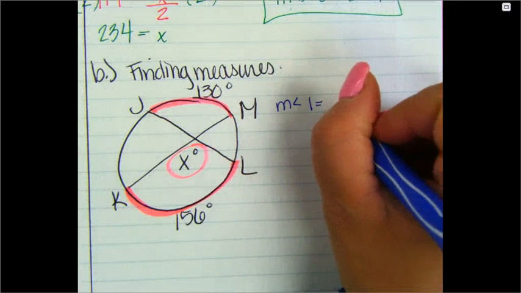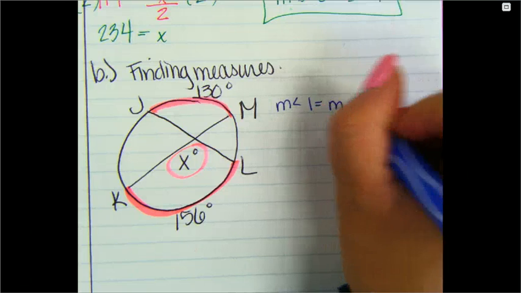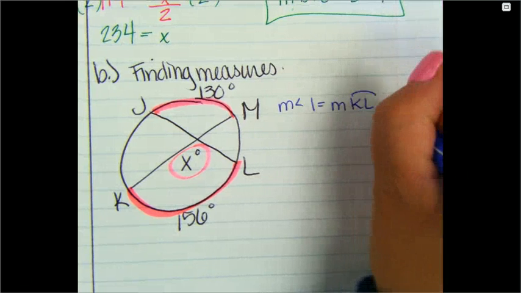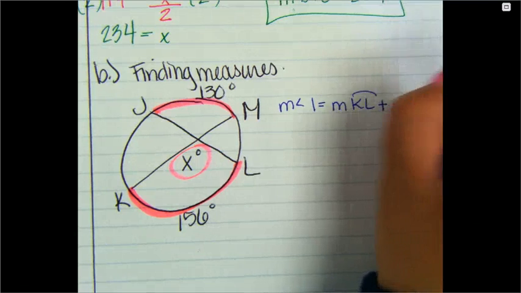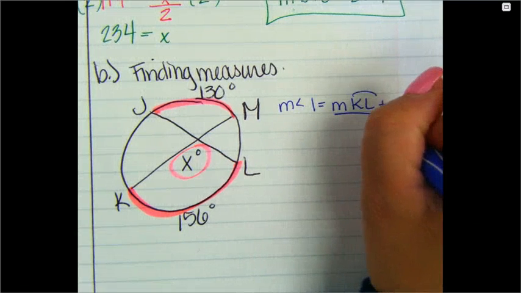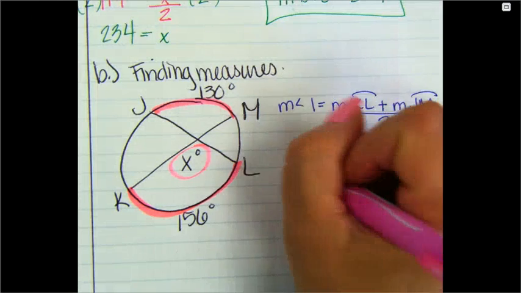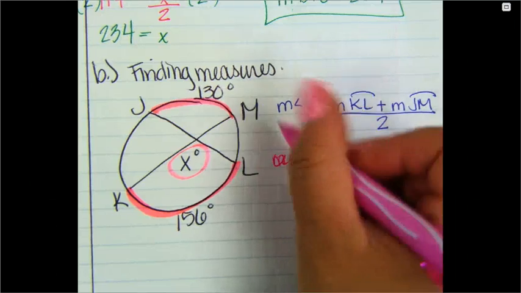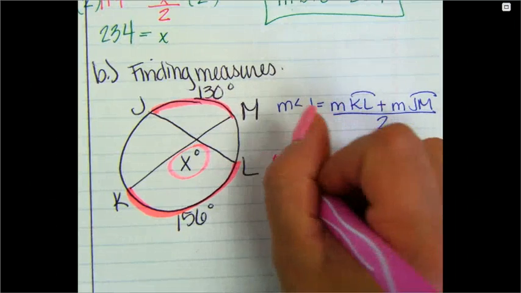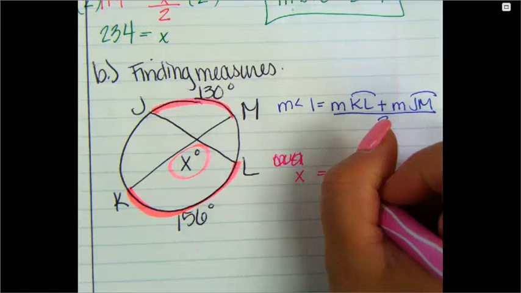No, let's write it out first so people can see. The measure of arc KO plus, very good, the measure of arc JM, divided by what? 2. Jamie. Do we know the measure? Oops, I shouldn't have put measure of angle 1. Do we know the measure of angle 1? What do you want to call it? Good. Equals, what's KO?